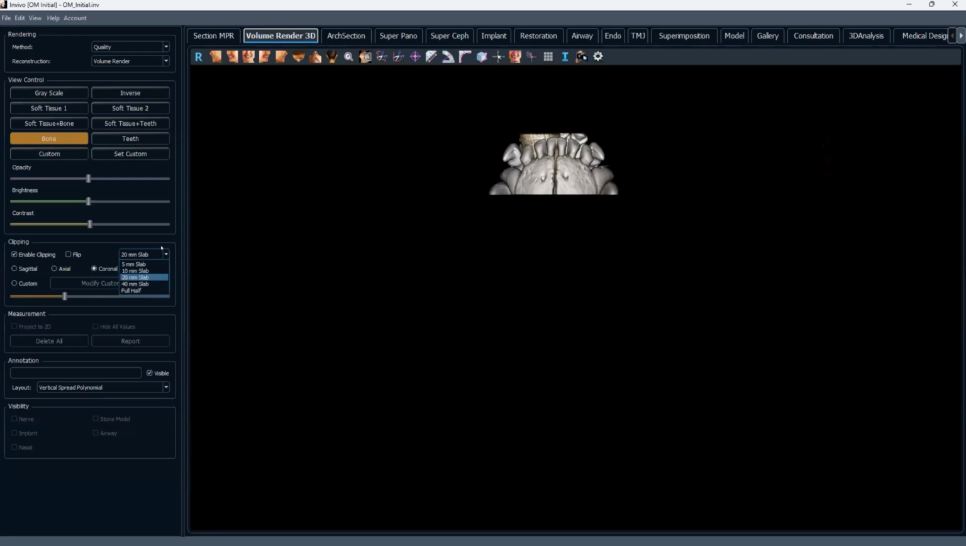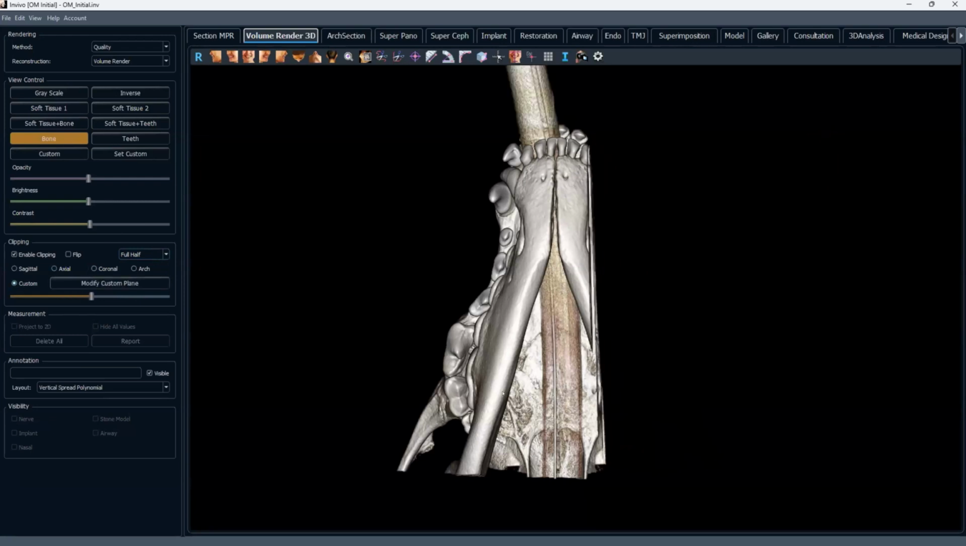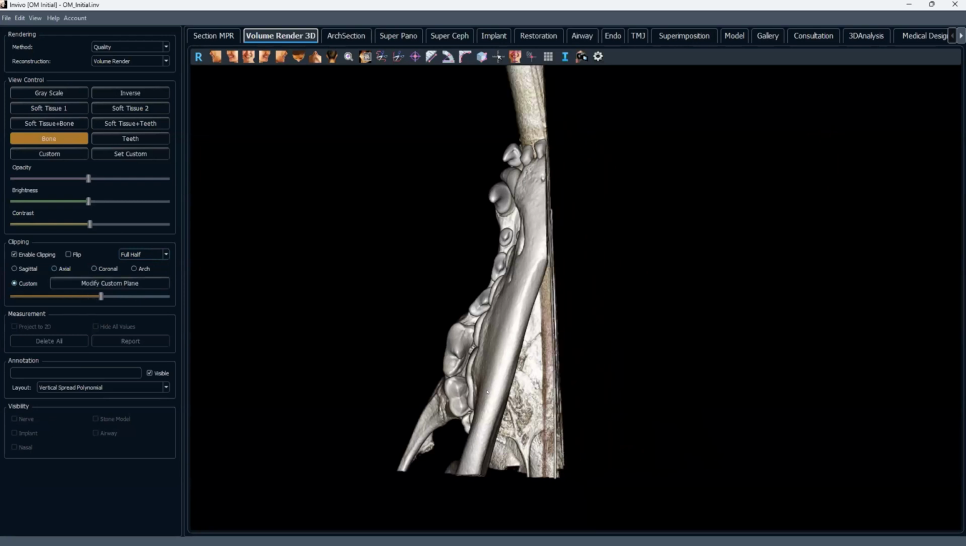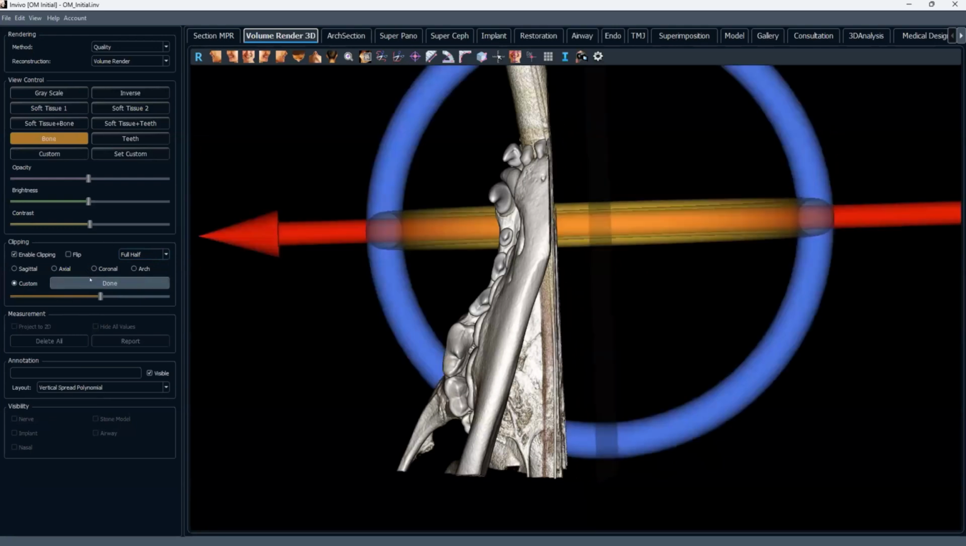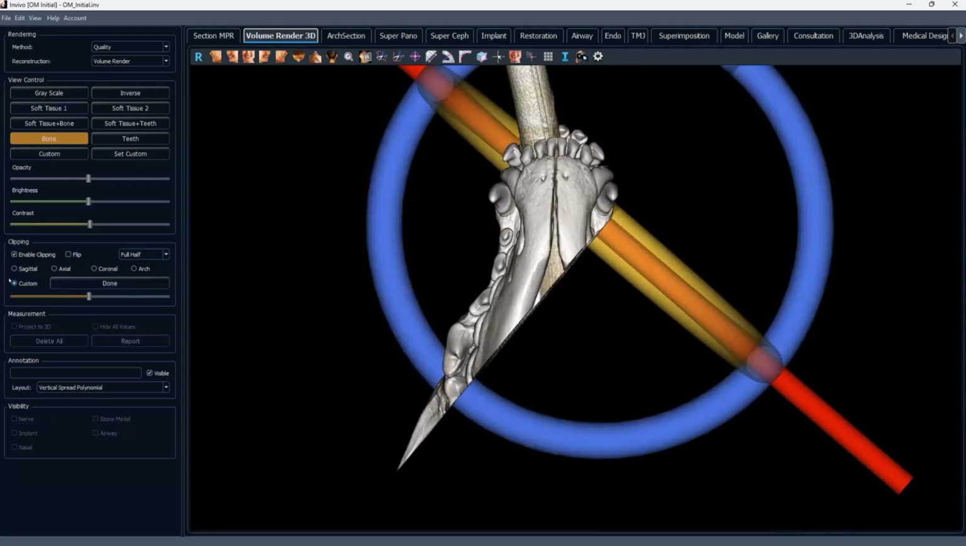You can change the amount. I usually do the full half. So in this case, the axial, there's a custom clipping that I think just came out in 7.2 that allows you to actually change the plane, so you can adjust it however you want. So that's kind of fun. I haven't played with that too much yet, but I guess it's new.